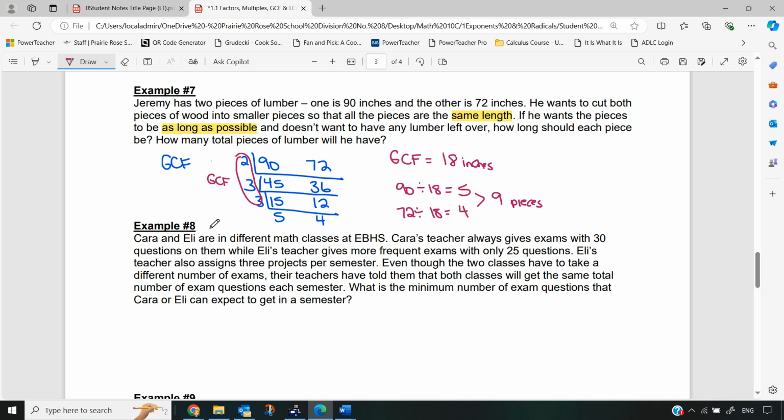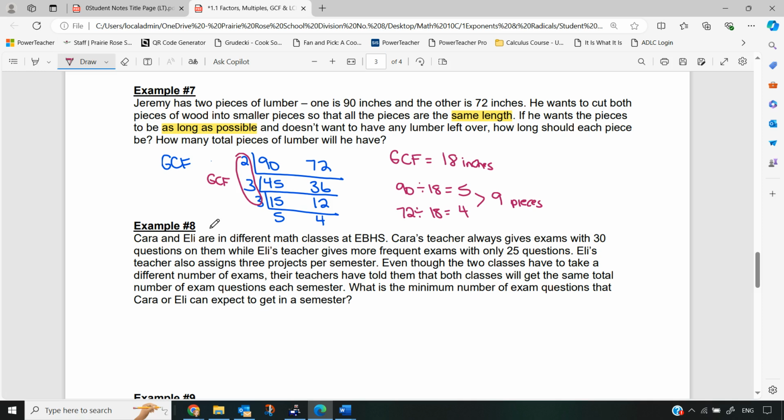Even though the two classes have to take a different number of exams, their teachers have told them that both classes will get the same total number of exam questions each semester. Maybe not the most realistic example. I don't know many of us that count exactly how many questions we do and compare with another teacher, but for the purpose of this example, we're going to use this. What is the minimum number of exam questions that Kara or Eli can expect to get in a semester?